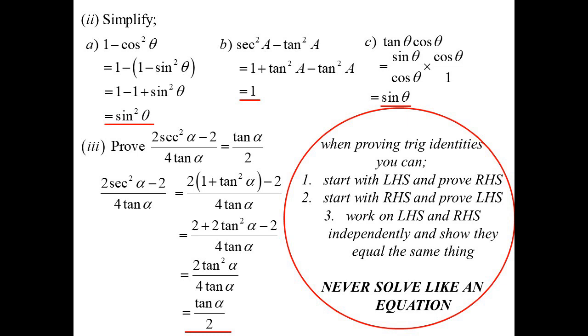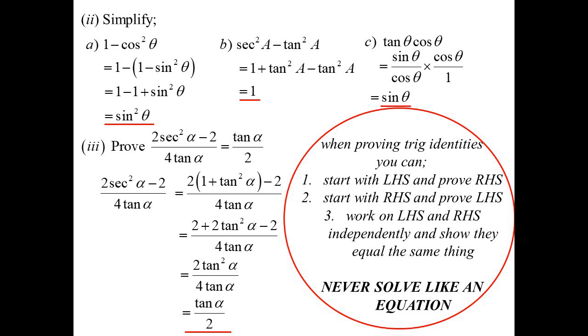Now when you are proving these trig identities, the approach I just took was I started with the left-hand side and I ended up proving the right-hand side. It would have been possible to start with the right-hand side and go and prove the left-hand side. That's certainly okay. And then there's a third option. I could work on both of them totally independently. But if I can show they equal the same thing, well, therefore they must have been equal if they're going to end up being the same thing.